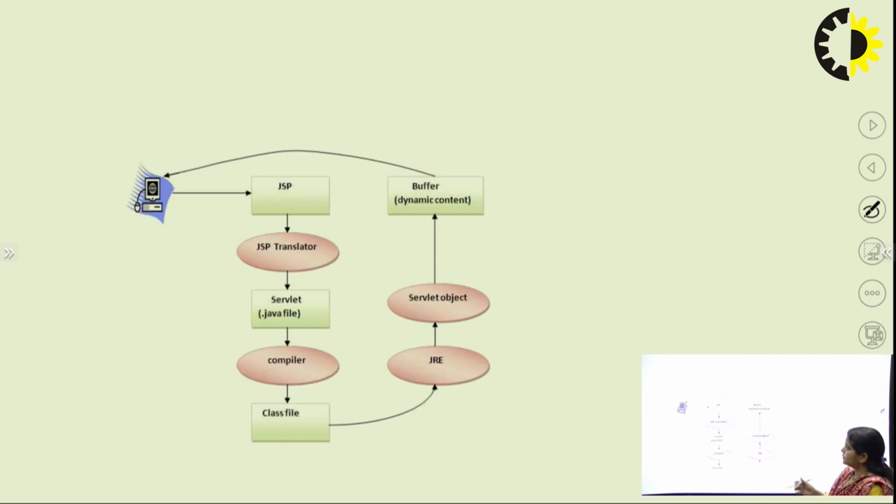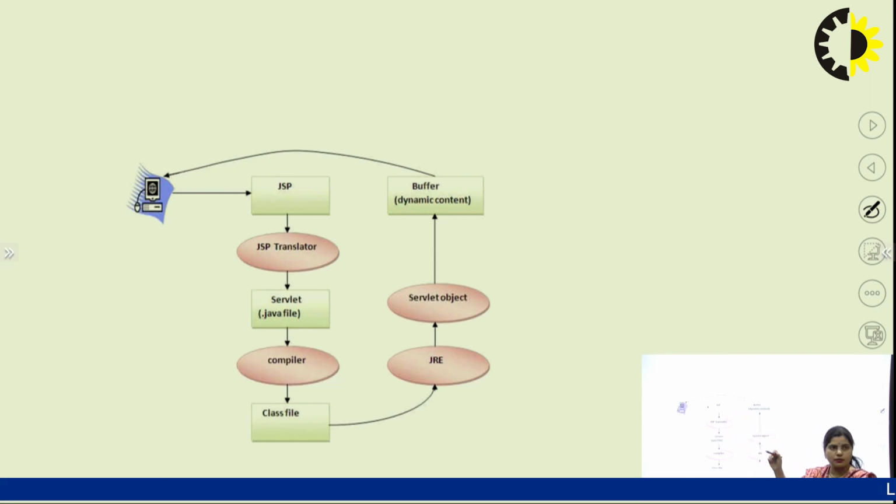Let me give you a brief overview of the JSP life cycle. First of all, the JSP translator converts the JSP code into servlet or .java files, and after that a compiler will compile that Java file into the class file, and then that class file will be loaded into the Java runtime environment, and then servlet objects will be created that will feed into the buffers, and again it goes to the system.